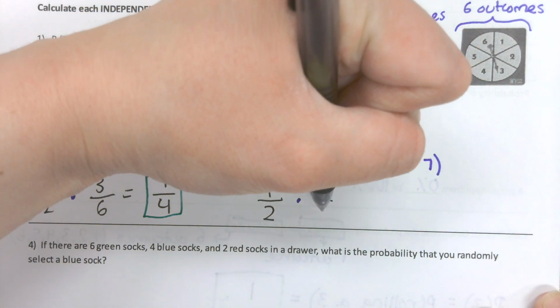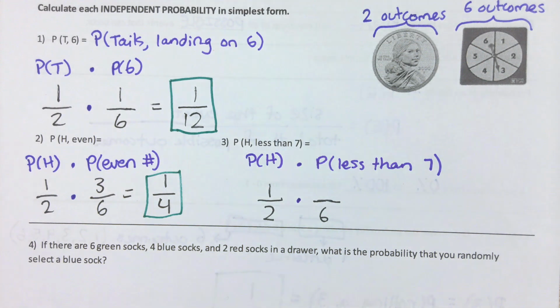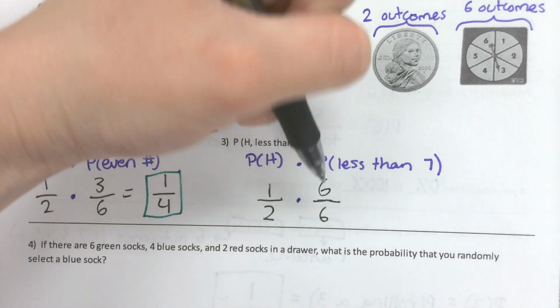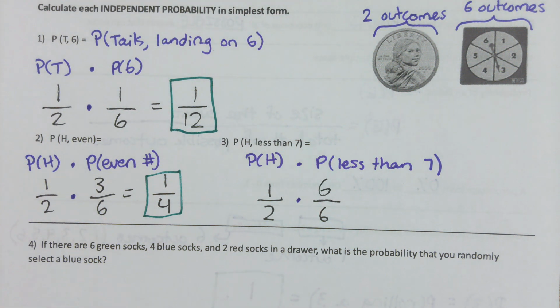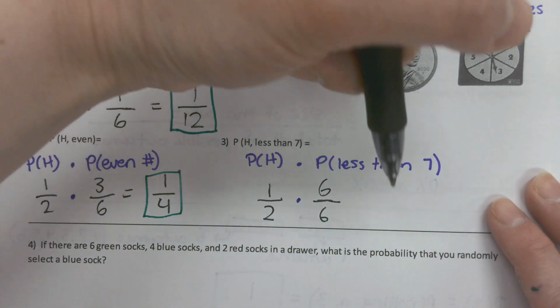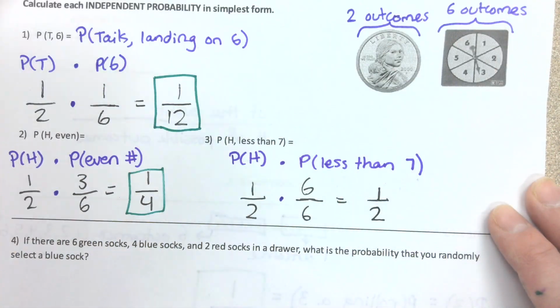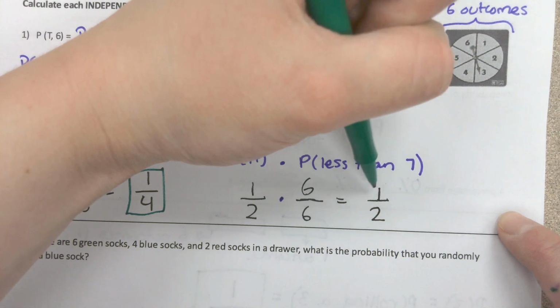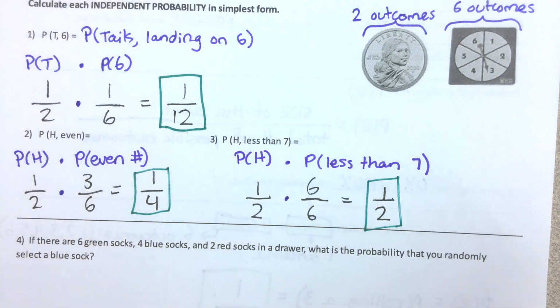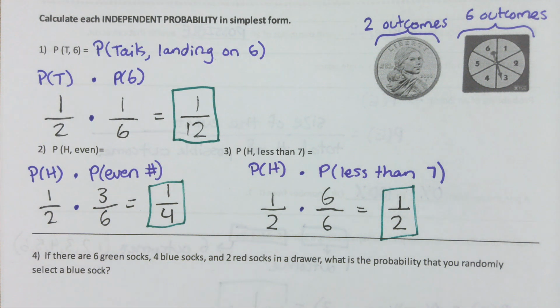Spinner, there are 6 sections. How many of those numbers on the spinner are less than 7? 6. All of them. So sometimes you will use your total number. Not often, but sometimes. Multiply those, it reduces to 1/2. Questions on the coin and the spinner?